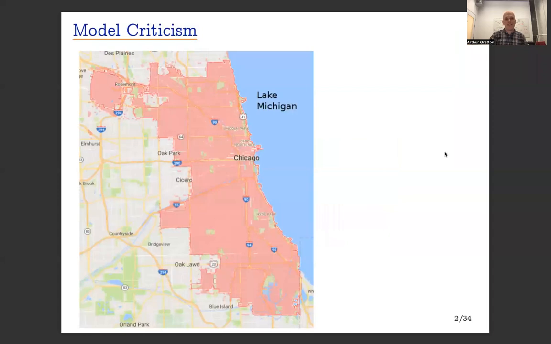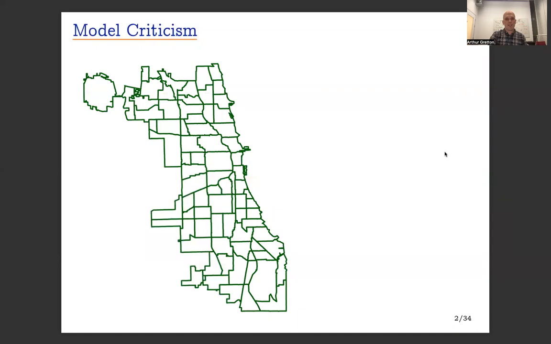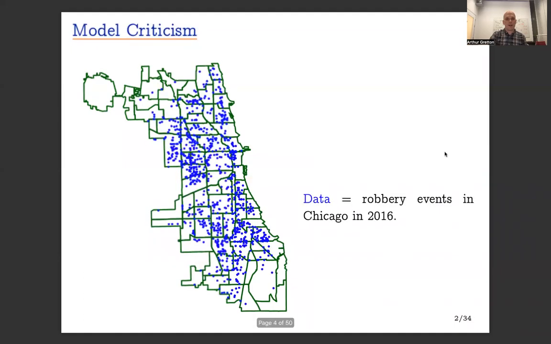So just to set the scene, what do we mean when we talk about a test of goodness of fit? I'm going to give an illustration. This is the city of Chicago, which is broken up into regions. And perhaps we're interested in modeling crime in Chicago. Each of the dots on this map represents a robbery that took place in Chicago in 2016.